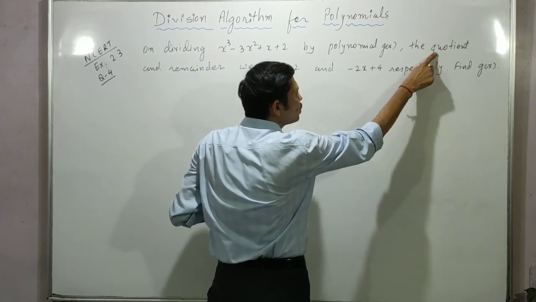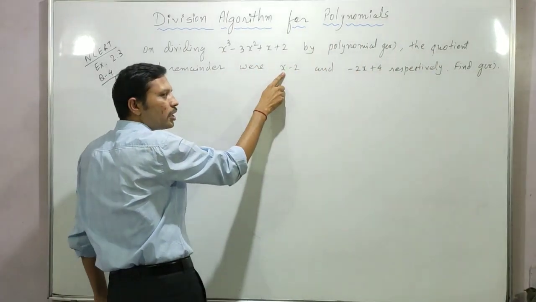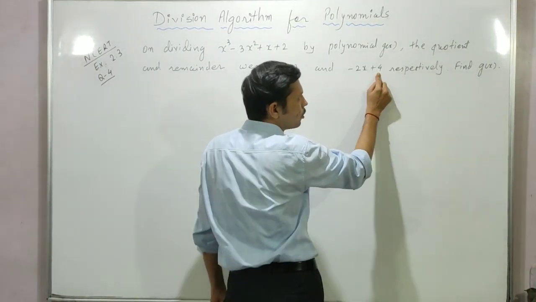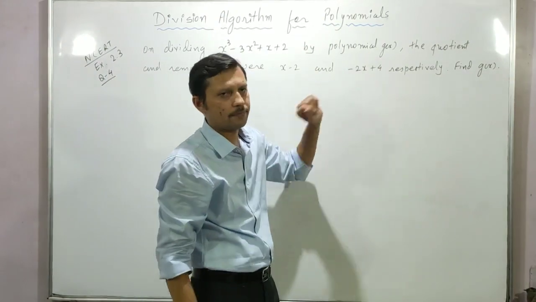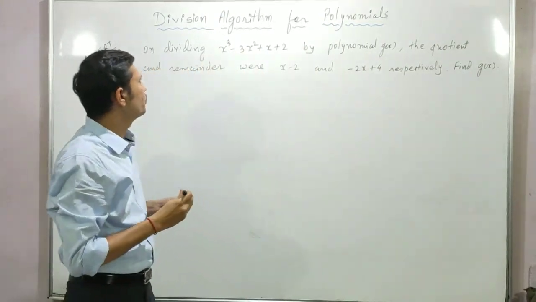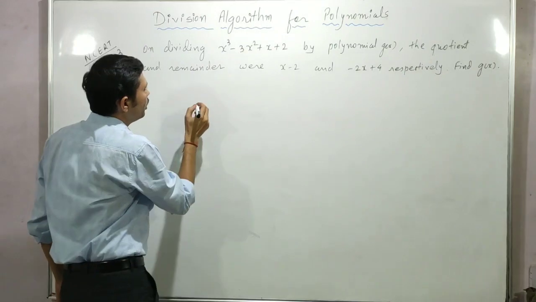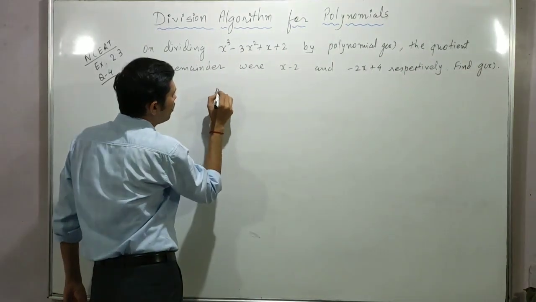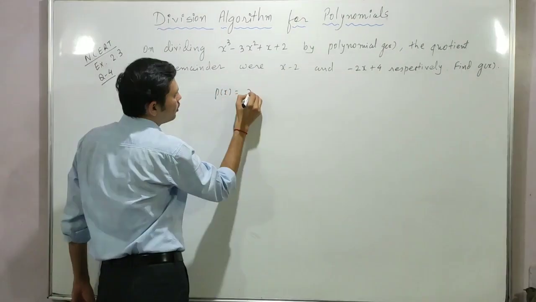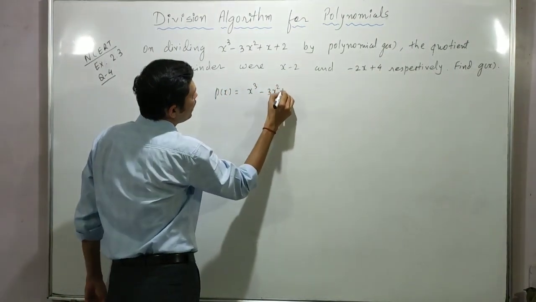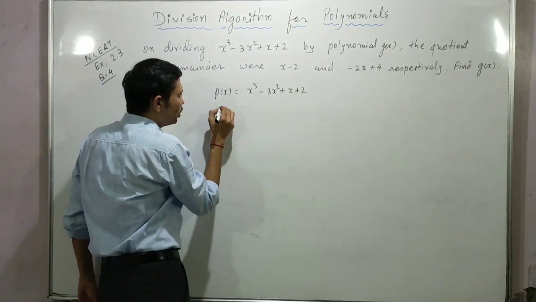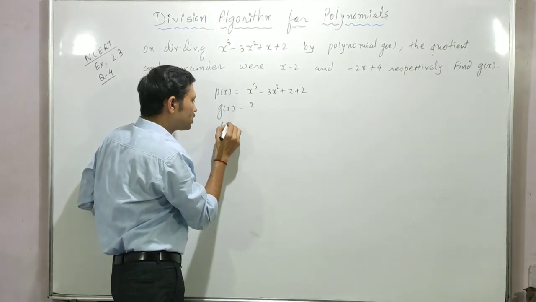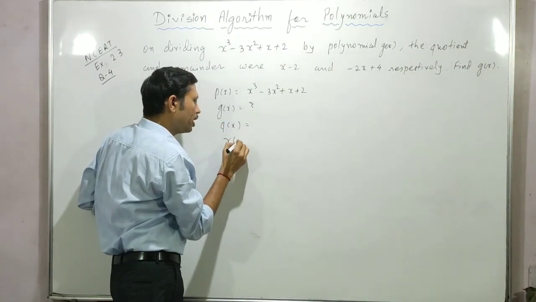That means the first value is the quotient, that is x minus 2, and after that the remainder. So the remainder is what? Minus 2x plus 4. So we have to find g of x. Okay. So our polynomial x cube minus 3x square plus x plus 2 is the standard form of the polynomial p of x, that is given. G of x is the divisor. That's the question for us. Q of x is the quotient, and the remainder is r of x.